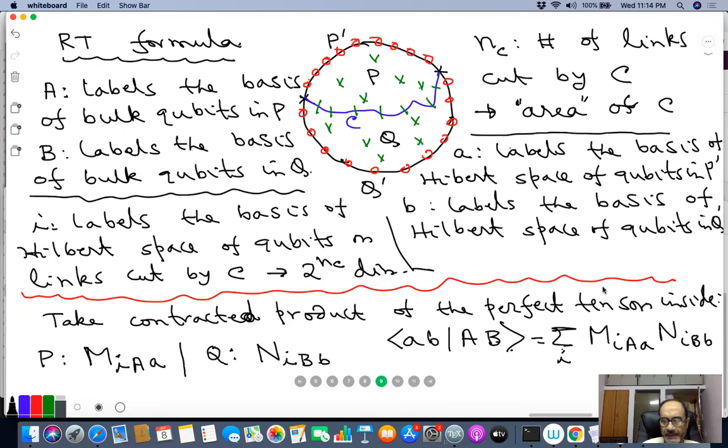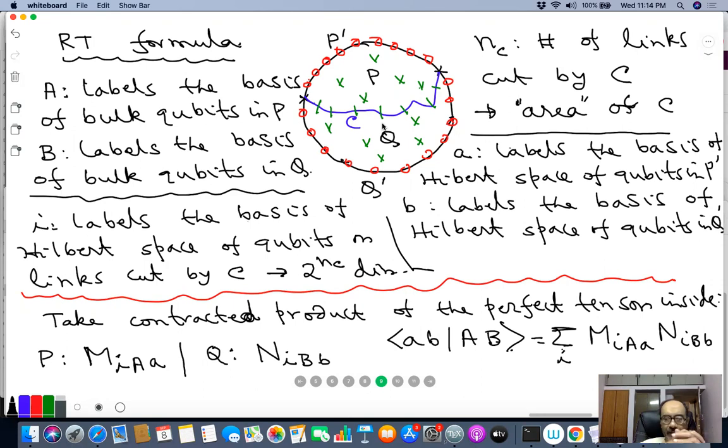Because this one is just a contraction of all the tensors, but it's a unitary matrix if each of these has an equal number of inputs and outputs. But some of these tensors have, say, fewer inputs and more outputs, say 2 inputs and 4 outputs.